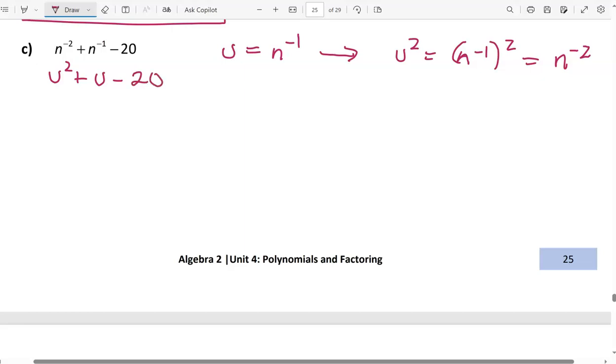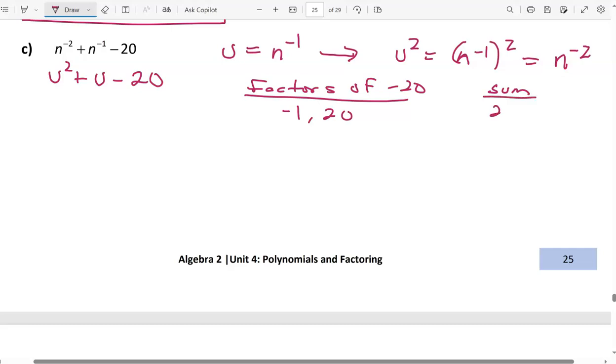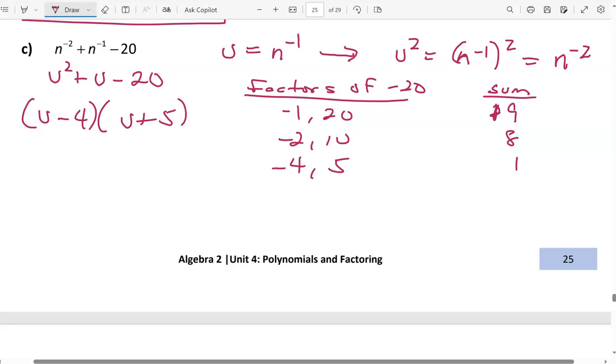So u squared plus u minus 20, and there are a times our c is negative 20, so I'm going to list factors of negative 20 until we find a pair that adds up to 1. So we have 1 and negative 1 and 20, and the sum there is 19. Negative 2 and 10, and our sum is 8. Negative 4 and 5, and there our sum is 1. That's the pair that we're looking for. So the two factors are u minus 4 and u plus 5.